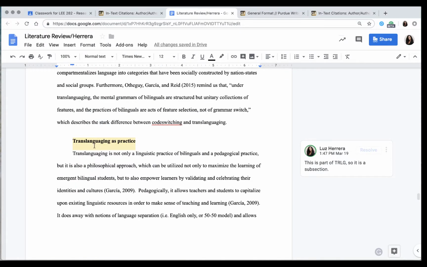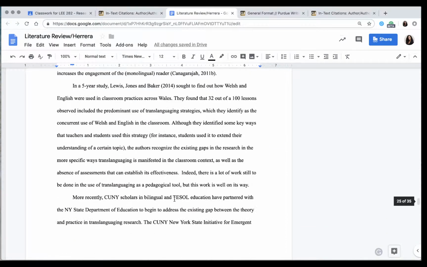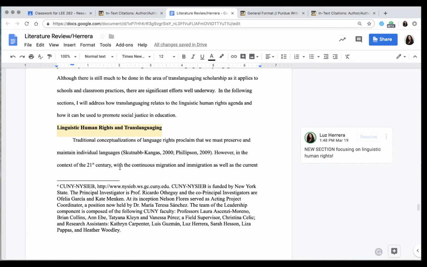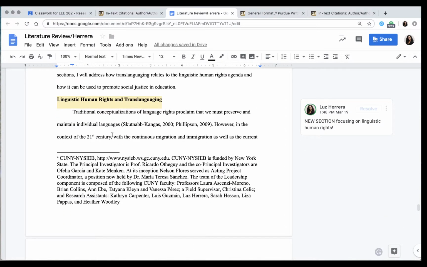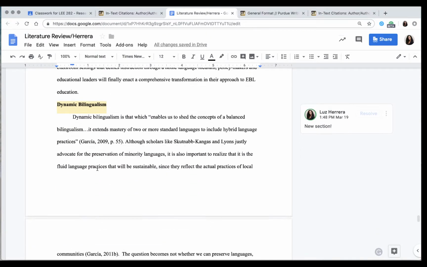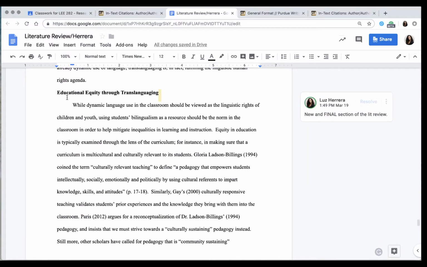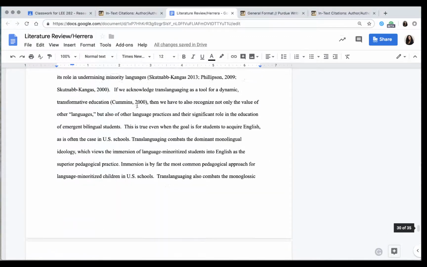And then I talk about what translanguaging as actual pedagogy, as practice does, or what the literature says it does, right? And then again, a new section. So I'm talking about educational equity. I'm making the connection between using translanguaging basically as a right of human beings, and we have linguistic human rights, and I talk a little bit about that. So I reviewed that literature, and then I reviewed the literature on dynamic bilingualism specifically. So that's this, and then about educational equity. So that's what you see here.